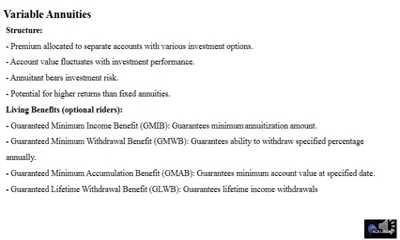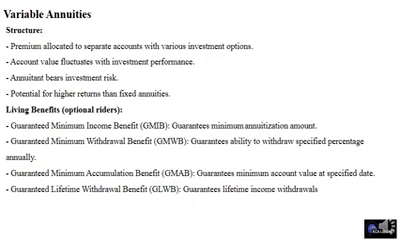Variable annuities structure: premium is allocated to separate accounts with various investment options. Account value fluctuates with investment performance, and the annuitant bears the investment risk. Potential for higher returns than fixed annuities. We also have the living benefits, that is, optional riders.